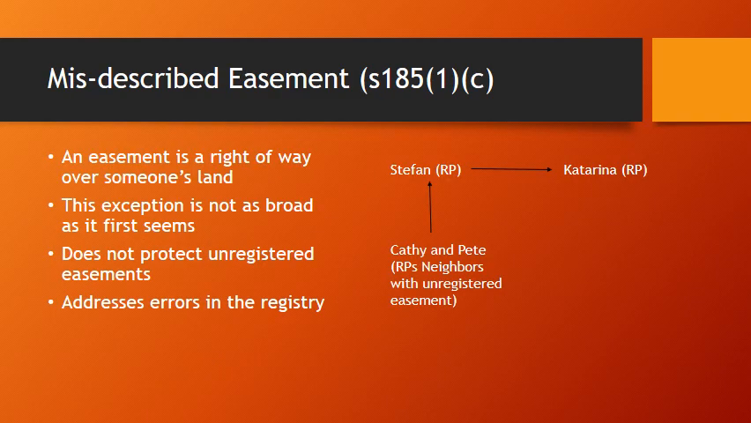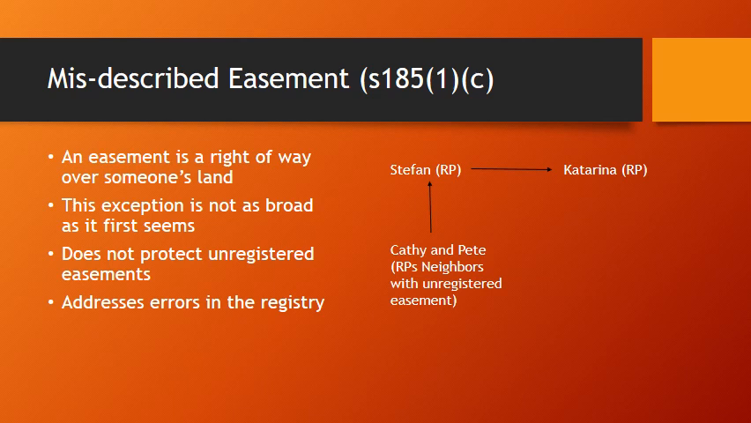Right, the last one we're going to look at is this misdescribed easements. This is a situation which isn't as broad as everybody thinks it is when they first read it. It seems to cover a situation, for example, an easement. Sorry, I'll just go back a step. An easement is essentially a right-of-way over somebody's land.